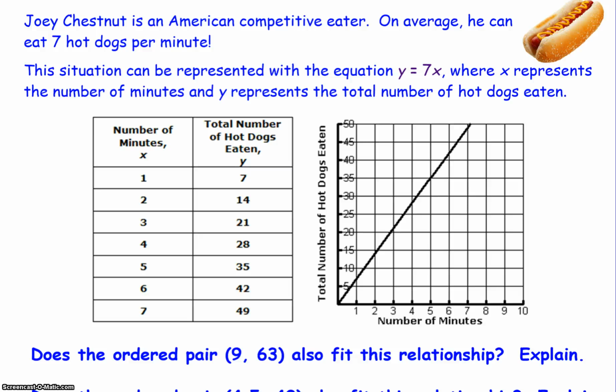Does the ordered pair 9, 63 also fit this relationship? Well, you know the process is times 7. Even though we didn't say it, we know the process all the way down was times 7. So if we put a 9 here, we would expect times 7, 63. Our 9 checks out, and so does our 63. So does it fit in the relationship? Yes.